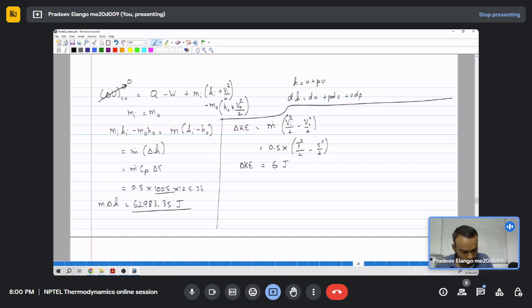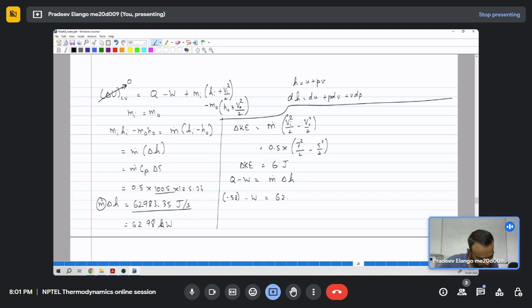Now writing the steady flow energy equation, we have Q minus W is equal to m dot into delta H. Here Q is given as minus 58, right? So minus 58 minus W is equal to m dot into delta H, which is 62983.35. This is joules per second, so in watts. To convert into kilowatts we divide by 1000. I would write this as 62.98 kilowatt.